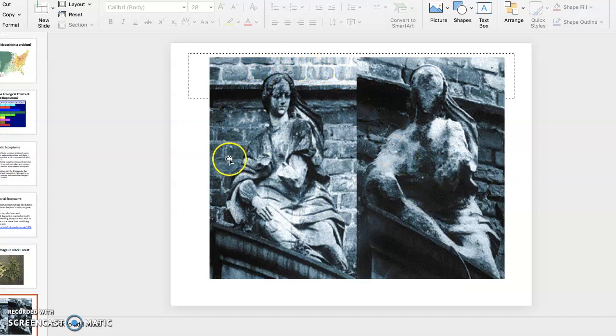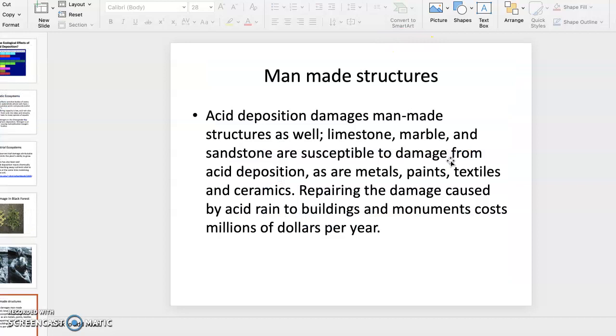And this is acid deposition on a structure like a statue. This is what it should look like. This is what the acid is doing to the structure. So man-made structures, acid deposition will damage your limestone, your marble, and your sandstone. So things like houses and structures and other things. It also affects your metals, your paints, your textiles, and your ceramics.